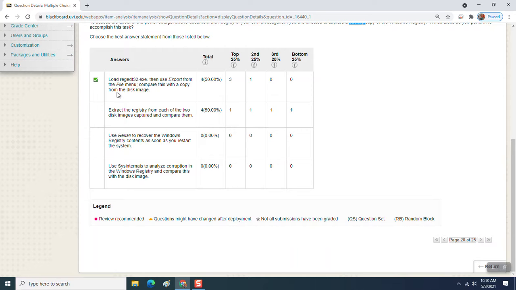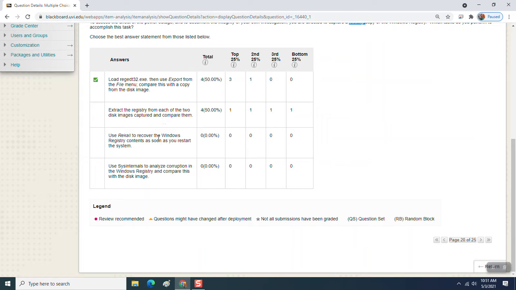So the answer that should have been selected was load regedit32, not regedit. Then use export from the file menu. Compare this with a copy from the disk image. So you can basically look at the 2 registries. You can then import the registry and then look at it and do an item by item comparison. You can basically validate the integrity of the registry in that manner. That's one method of performing this.